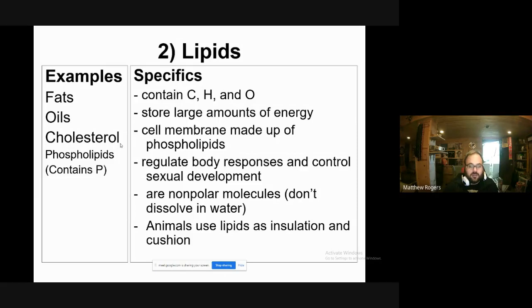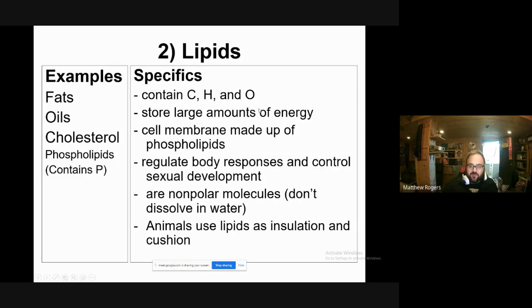Now, next thing, the actual details here. So for the most part, besides phospholipids, we contain just the carbon, hydrogen, and oxygen. So it has the same setup as carbohydrates, but we have a lot of carbons and hydrogens, very few oxygens. We're talking about having like 50 carbons and 6 oxygens. So a lot of carbons and hydrogens, very few oxygens.